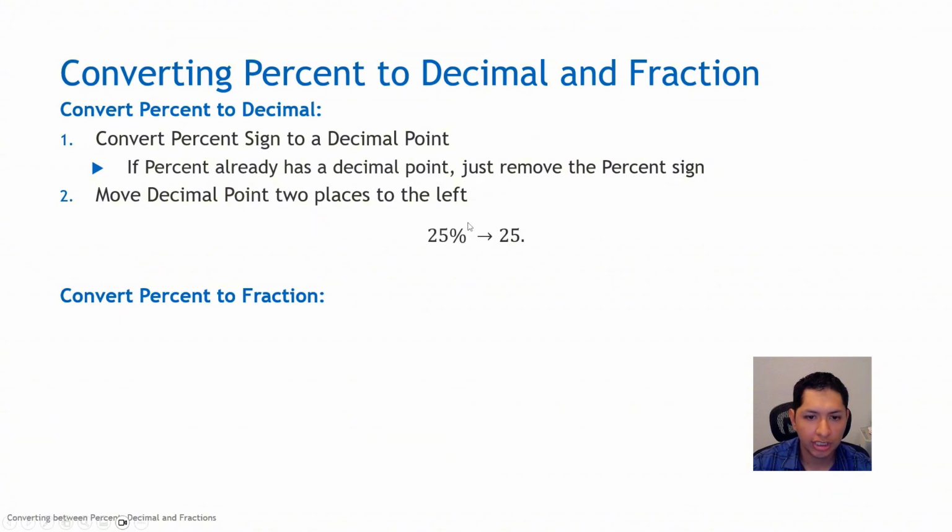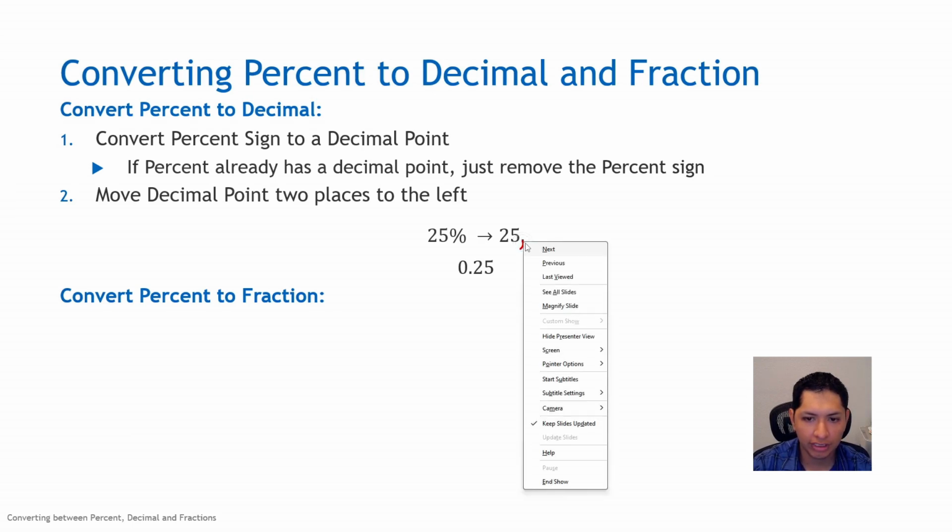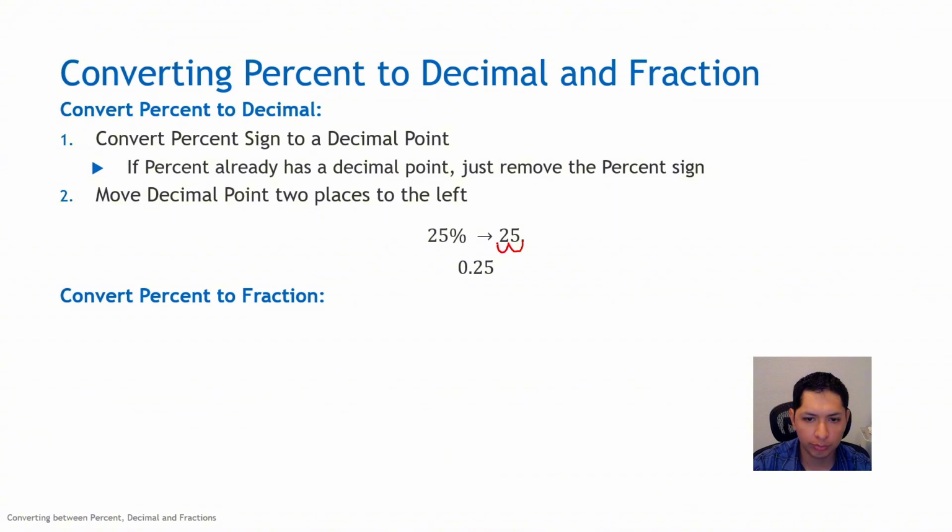So using 25% as an example, I convert the percent sign into a decimal, so it looks like 25, then decimal point, and then I move that decimal point 2 spaces to the left. So what this looks like is if I start here to the right of the 5, I move 2 spaces to the left, and it becomes 0.25 as a decimal.